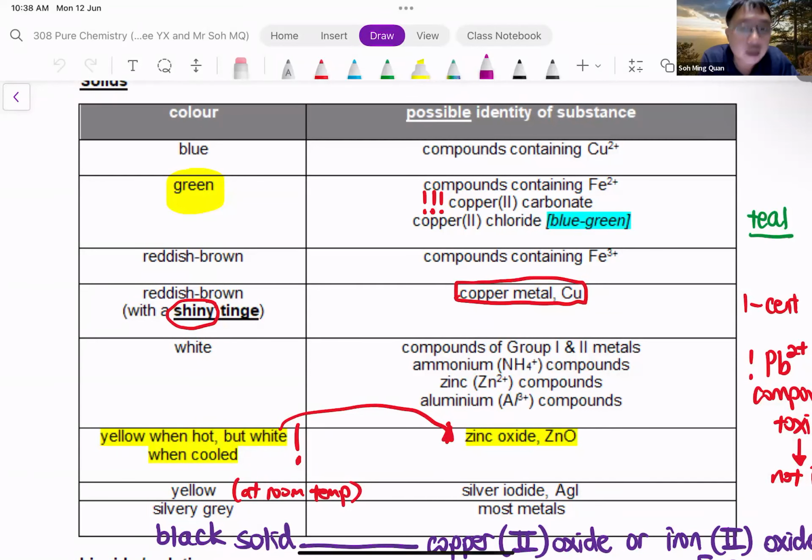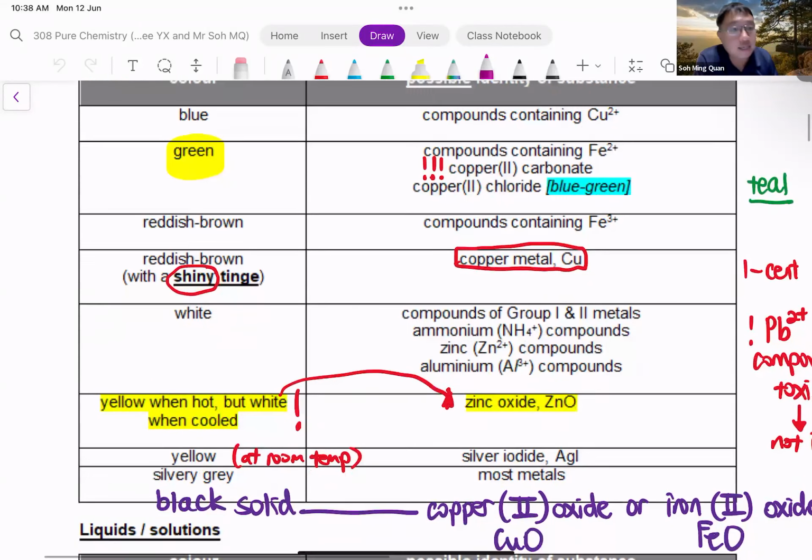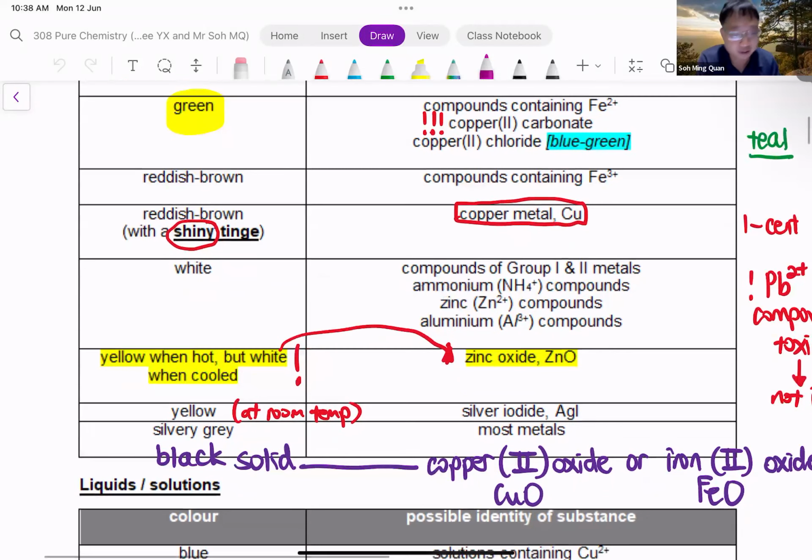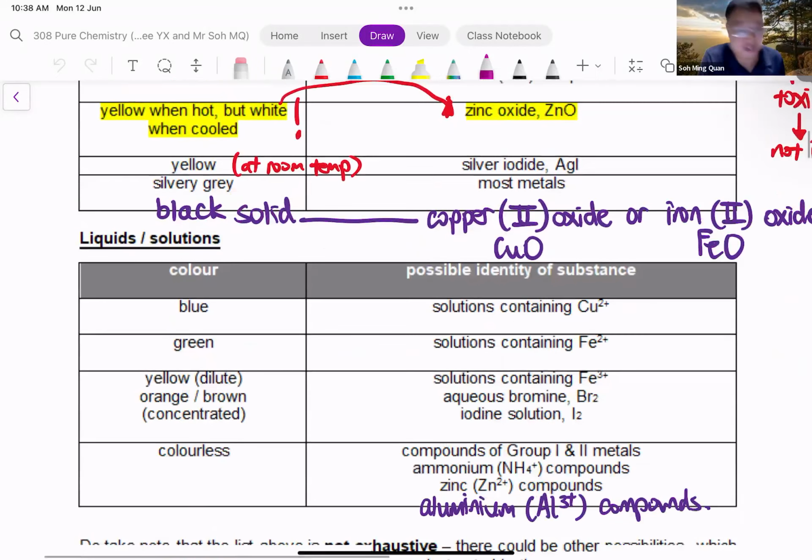All right. Now, copper 2 chloride is bluish green in color. So it's like a teal kind of color. Reddish brown compounds are iron 3, but reddish brown and shiny is actually copper metal. Copper metal tends to look reddish brown or pinkish brown and shiny. So all these colors in the QA practical guide must be learned, including the colors of solutions.